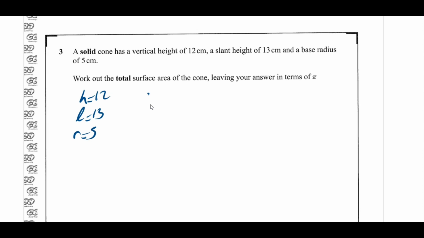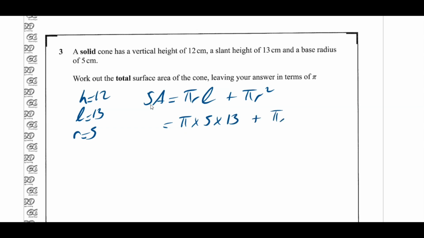So for a cone, the surface area is the curved surface area, which is pi r L, plus the base, which is pi r squared. So that's pi times my r, which is 5, times my L, which is 13, plus pi times my r, which is 5, squared. Whatever that works out to be, 65 pi plus 25 pi. 60 plus 20 is 80, 5 plus 5 is 10, 80 plus 10 is 90 pi, and that's all they want.